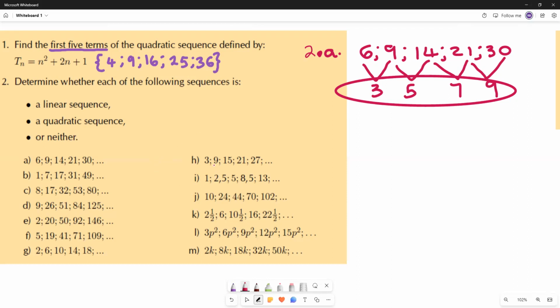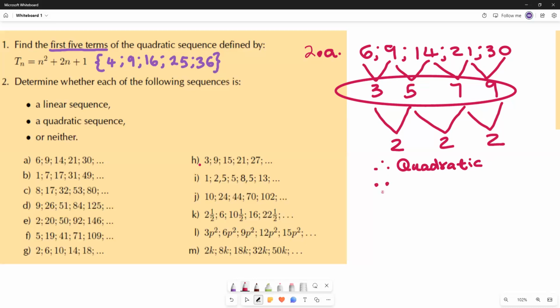So I'm going to do the second differences now. Then 5 minus 3, I see is 2. Then I know that everything is 2. Therefore, if they say show that, you always need to prove. Therefore, you're going to say quadratic. Then you give a reason. You say because, this is the symbol for because, constant second difference.